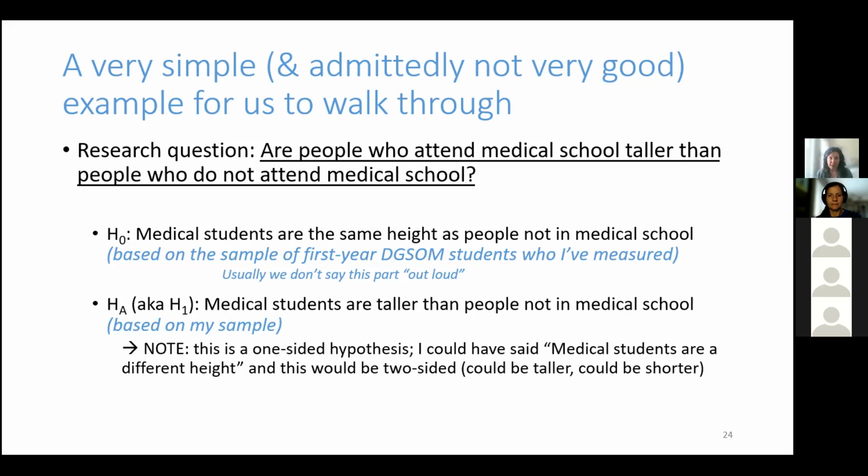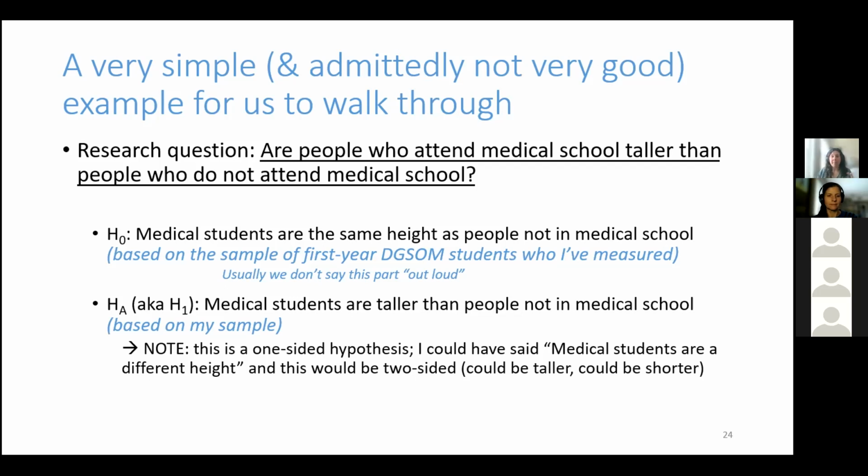My null hypothesis would be medical students are the same height as people not in medical school. Okay, so my null hypothesis is there's no difference in height between my population of interest, medical students, versus a comparable population, people not in medical school. And this part in blue, we usually don't say out loud, but it is sort of the implied rest of this null hypothesis: it is based on the sample of first year DGSOM students who I've measured.